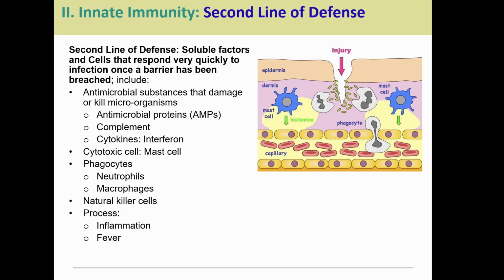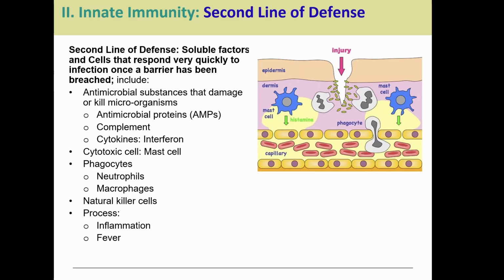Getting into the second line of defense, this is where we're getting into the soluble factors in the cells that are going to very quickly respond to an infection right as it happens. Basically, one of those barriers, let's say like the skin, has been breached, a pathogen has gotten past the first line of defense. So let's say we got a cut, right? We've gotten through the skin, now something like a pathogen can get right to our bloodstream. So what can we do in our second line of defense to protect if something like that happens?